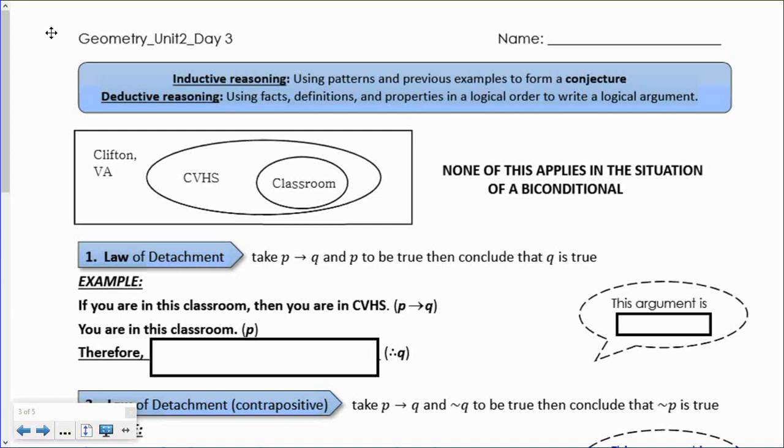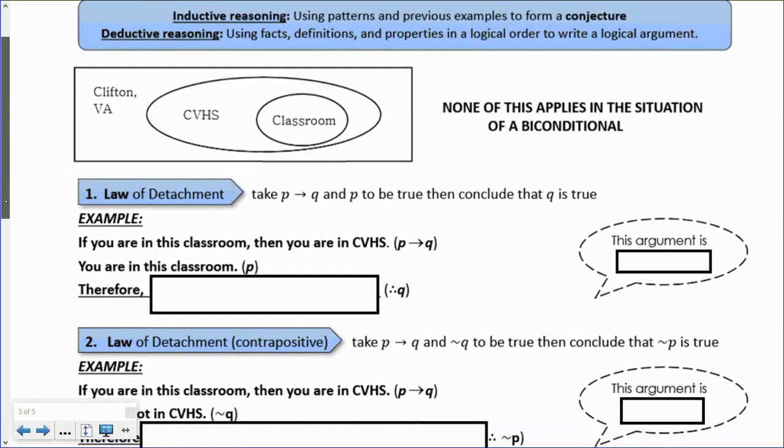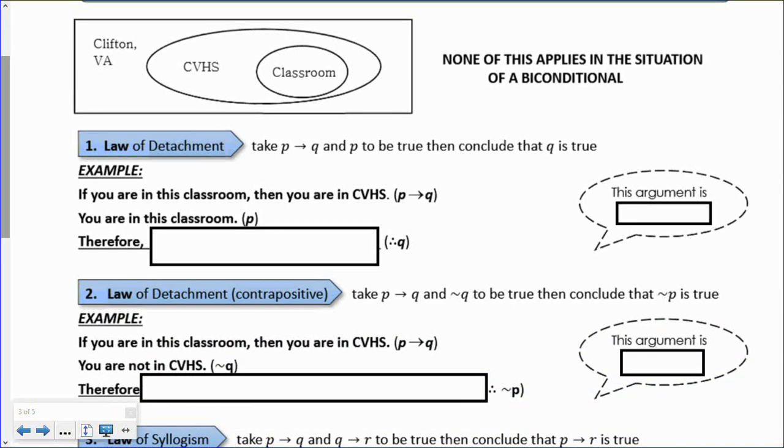Now I have, what do we call this little picture? It's a special name, a Venn diagram. So when we're working with logic, using a Venn diagram can actually be a good visual to help you understand what's going on. I chose something that's not math related to help you guys adjust into this idea a little bit easier. Now everything that we're going to talk about here does not apply for a biconditional.